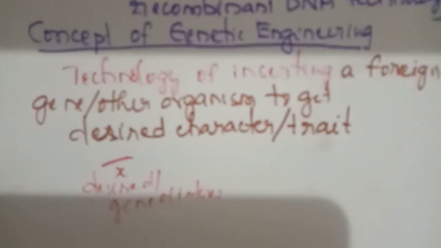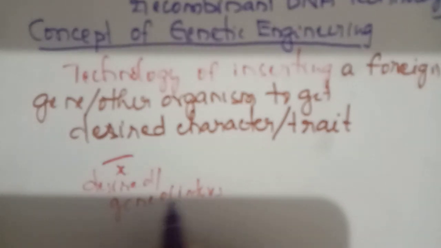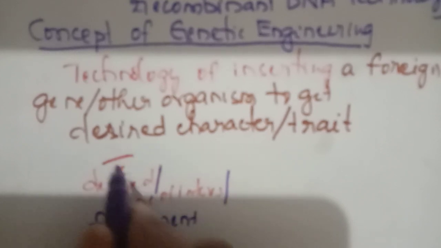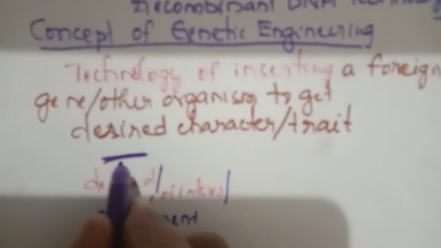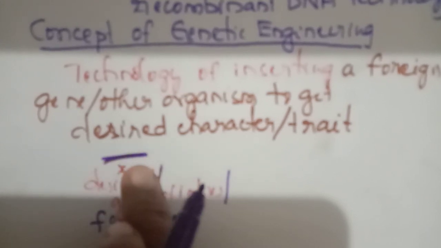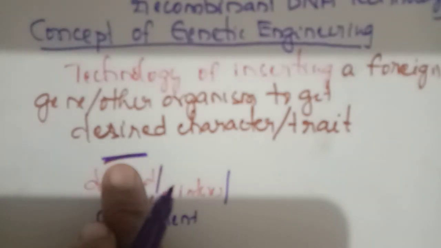Gene is nothing but DNA. So: desired gene, desired DNA, gene of interest, or fragment of interest. What are we going to do in this technique? We are taking a gene of interest, for example, insulin. Where do we find insulin? It is found in human beings, present in the islets of Langerhans. What does it control? It controls the glucose levels in the body.